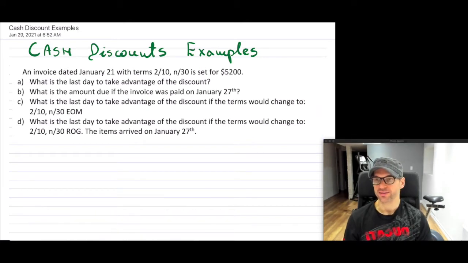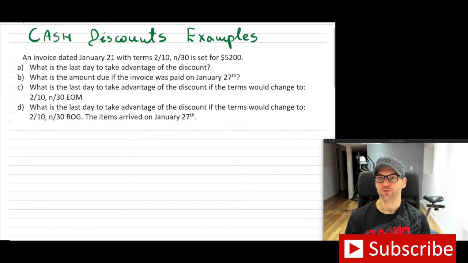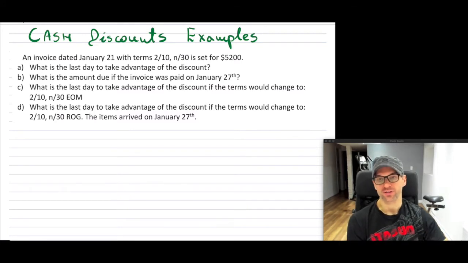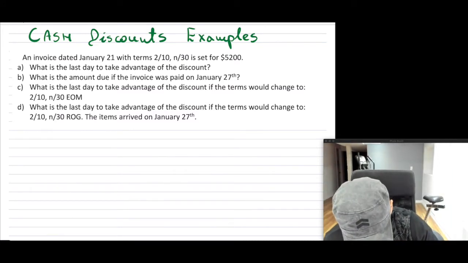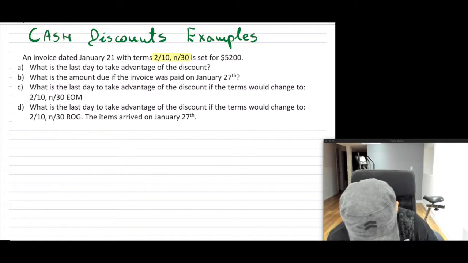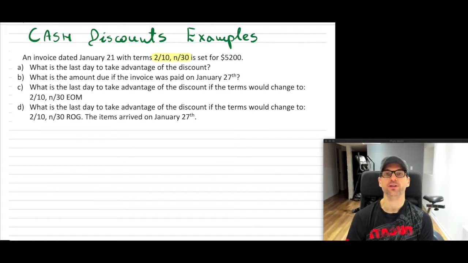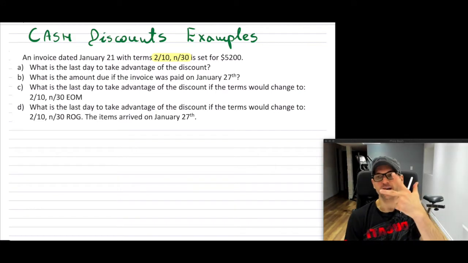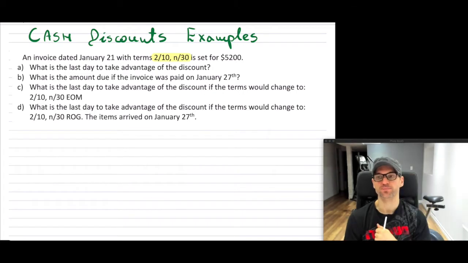An invoice dated January 21st with terms 2/10, n/30 is set for $5,200. What is the last day to take advantage of the discount? So first of all, I have my terms, but the terms are clearly ordinary dating. There are three types of cash discounts: ordinary dating, end of the month, and receipt of goods. So let's take a look here, because this is ordinary dating, at least for part A.